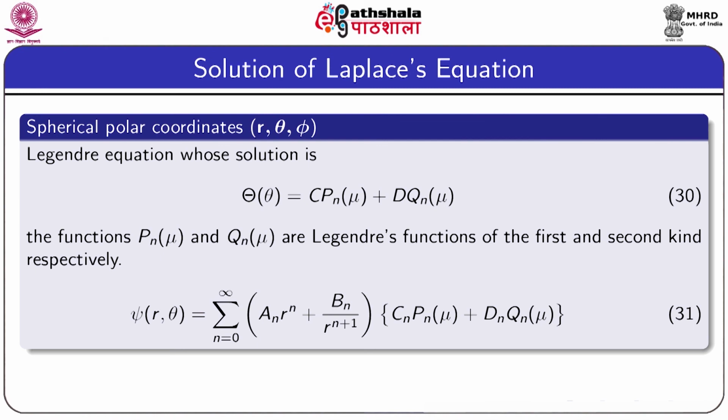Thus, the solution can be written using the superposition principle. Psi is equal to sum over n, a n r to the power n plus b n r to the power minus n plus 1, into c n P n mu plus d n Q n mu.